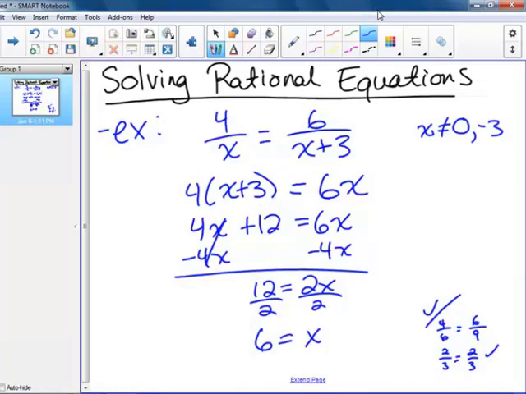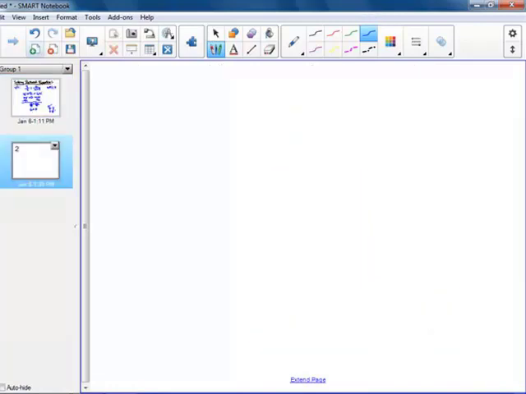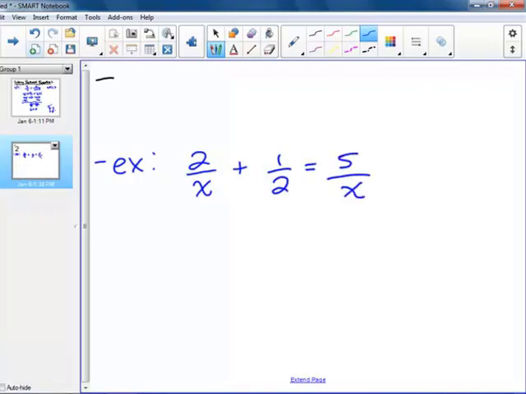Now, let's look at another example. And I'm going to leave space for 2 lines for a definition, and then I'm going to put up the first example, and we'll talk about what's different about it. So the next one, let's do 2 over x plus 1/2 equals 5 over x. Okay, with this one, it's a little different because I have 2 terms on the left side. So I can't do any cross multiplying because of that plus.